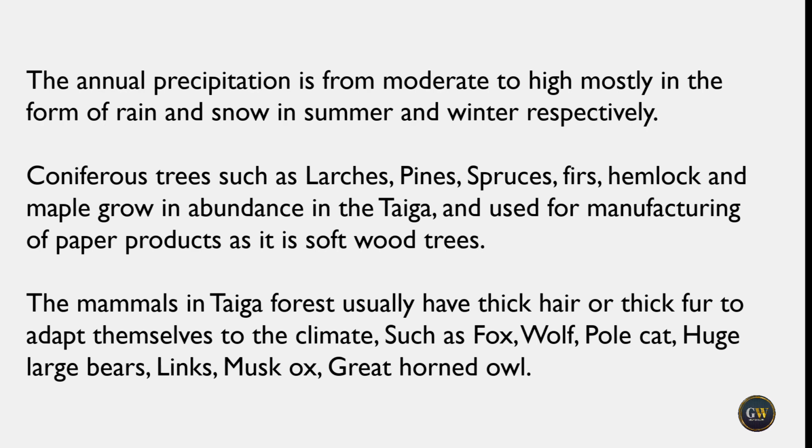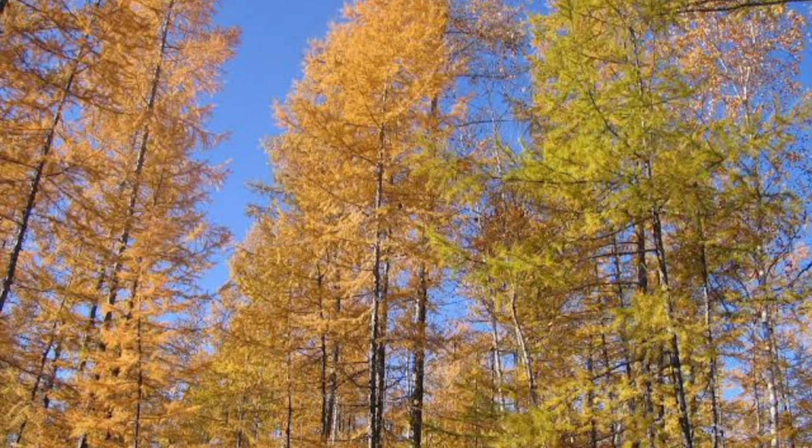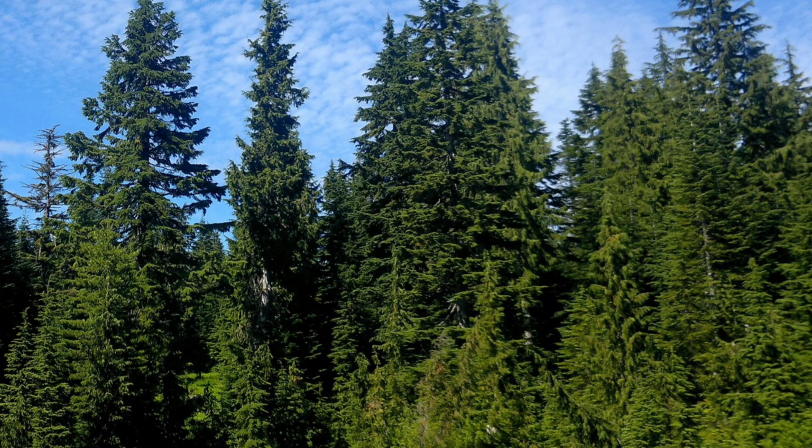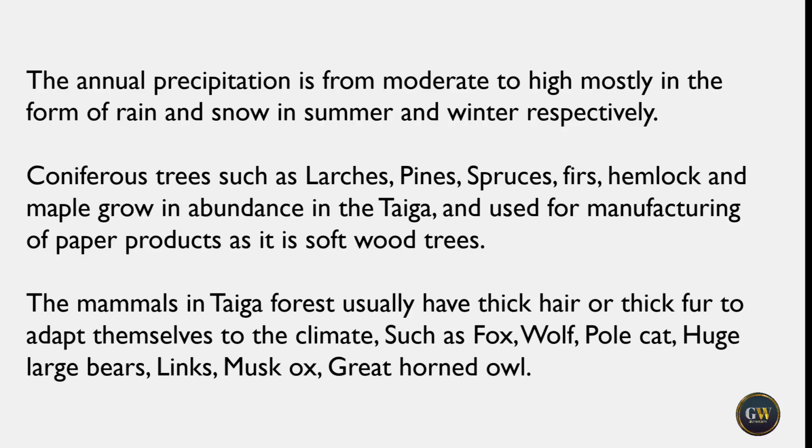So the annual precipitation is from moderate to high, mostly in the form of rain and snow in summer and winter respectively. So in winter, the precipitation is in the form of snow, and in the summer season, the precipitation is in the form of rain. So the coniferous trees such as larches, pines, spruces, firs, hemlock and maple can grow here in abundance, and this is used for the manufacturing of paper products as they are softwood trees.